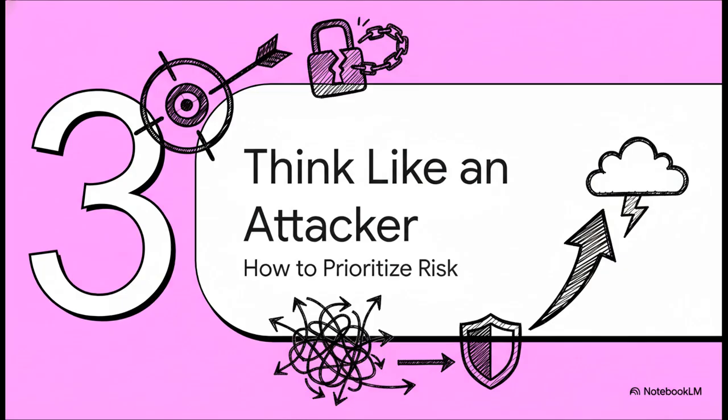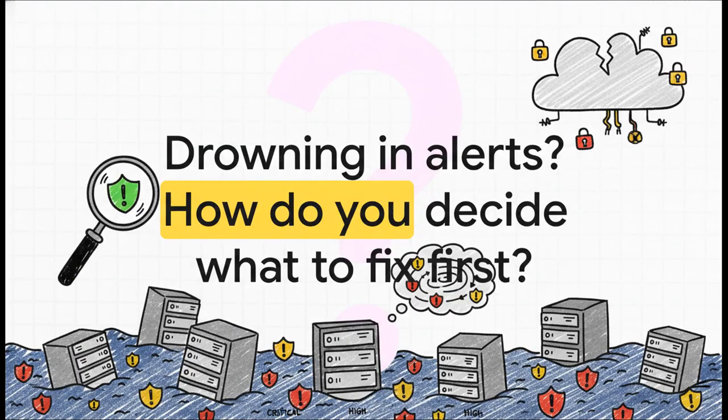Well, the key is to stop thinking like a defender and start thinking like an attacker. I mean, let's be real. Most security teams are just drowning in alerts. You log in, you see 1,000 things screaming, critical! So where do you even start? How in the world do you decide what to fix first?